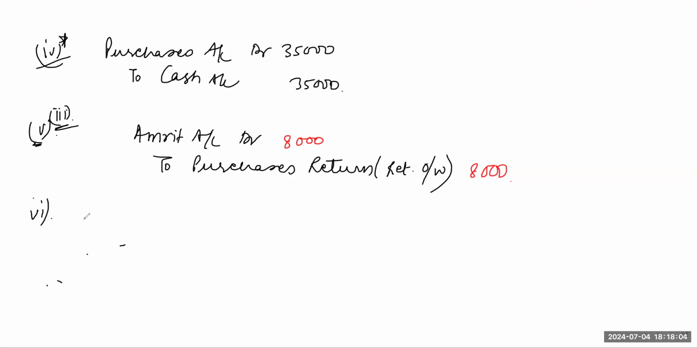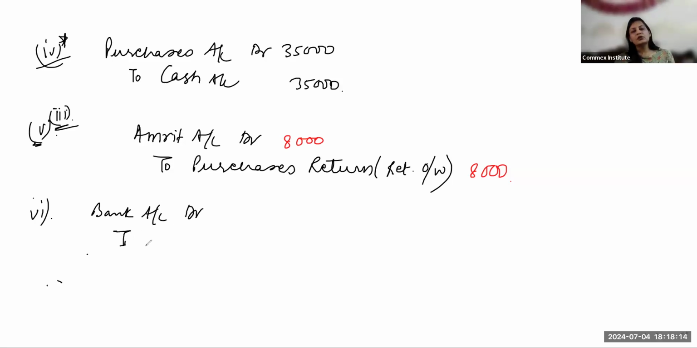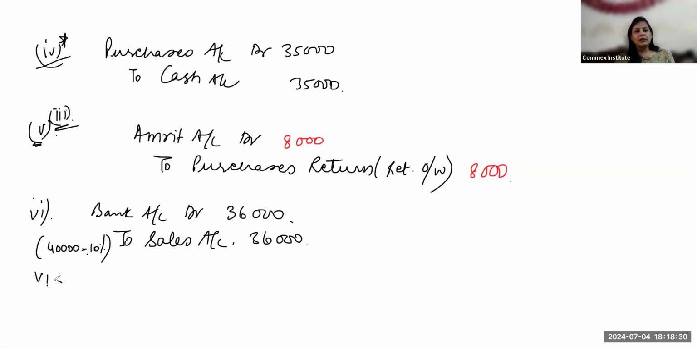Yes, ma'am. Bank account to sales account, 36,000 and 36,000. Correct. Bank account debit to sales account because the payment is through check, and there's a trade discount of 10%. So it'll be 36,000, which is basically 40,000 minus 10%, which is 4,000. So it'll be 36,000. Okay, next one.